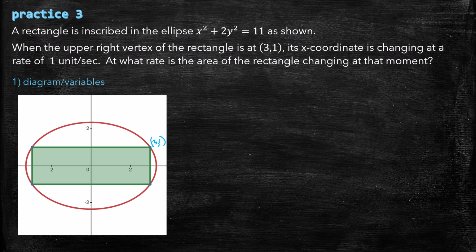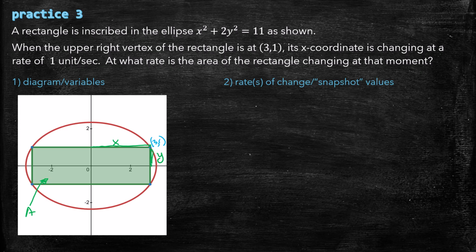Let's see, we have this distance here, which would be the x coordinate of that point, and this here would be the y coordinate. And then, of course, we're interested in the area of that rectangle. We'll call that A. So we have x, y, and A. So we have to identify the rates of change we're given and the snapshot values.